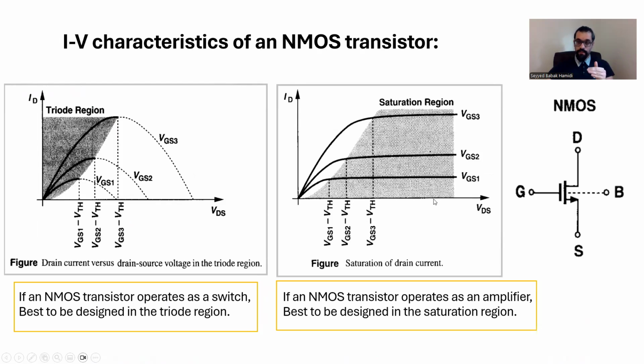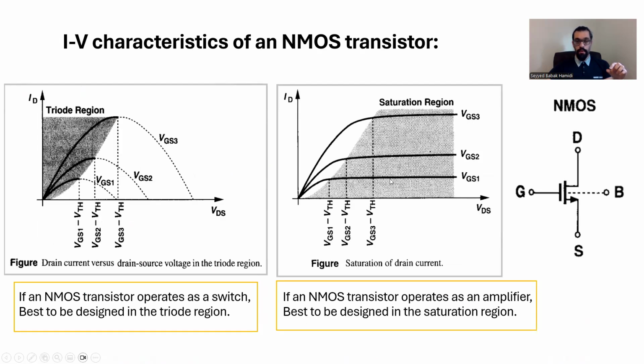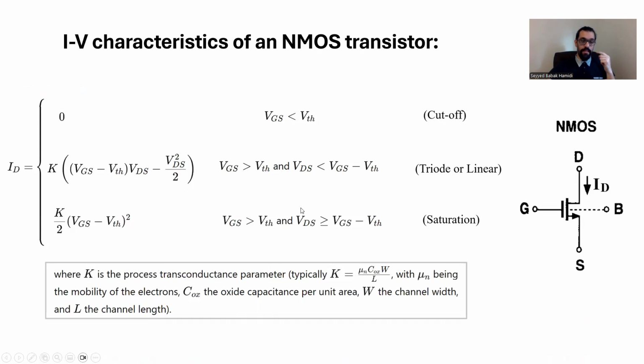But if you keep increasing the VDS and your transistor is in the saturation region, meaning VDS is higher than VGS minus threshold voltage, your current is K over 2 times (VGS minus threshold voltage) squared. And as you see in this equation, your current is independent of the VDS. There is no VDS in this equation. So it means your ID, your current, versus VDS is fixed. By increasing the VDS, your current is constant. But still, your current depends on the VGS minus VTH.